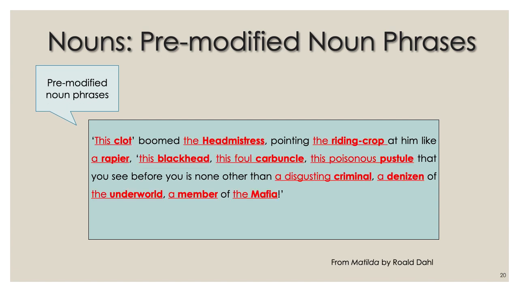Have a look at these. It's full of noun phrases, partly because what Roald Dahl has done is used a listing technique, and there's a lot of listed noun phrases there. But here what I've done is underline the pre-modified noun phrases, and the head noun, which is being described, is in red. So you've got this clot, the headmistress, the riding crop, a rapier, this blackhead, this foul carbuncle, this poisonous pustule, a disgusting criminal, a denizen, the underworld, a member, and the mafia. And you might want to come back to this presentation later and see if you can break down whether it's determiner, adjective, adjective plus adverb, and noun, and what the structure is.